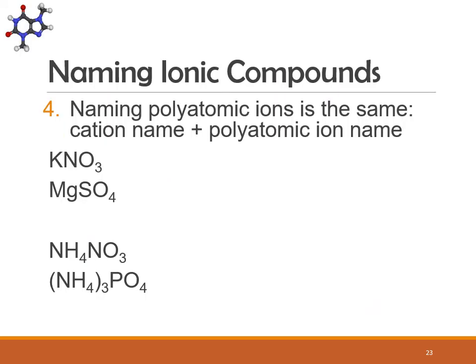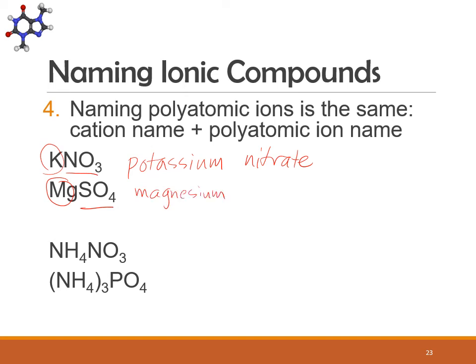When naming ionic compounds with polyatomic ions, we simply combine the name of the cation with the name of the polyatomic ion. Here we have the polyatomic ion nitrate and sulfate bonded to potassium and magnesium respectively. So the name of this compound is potassium nitrate, and the name of this compound is magnesium sulfate.